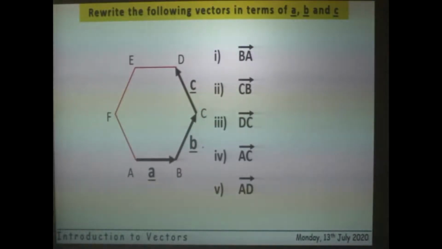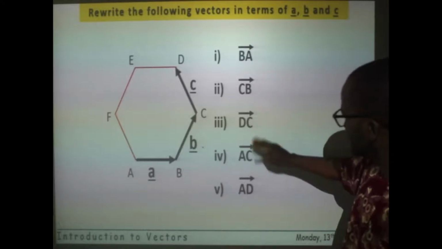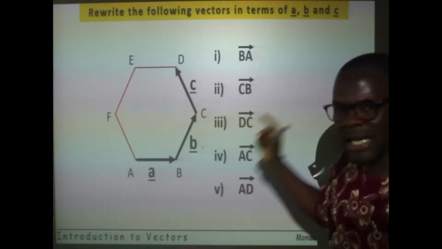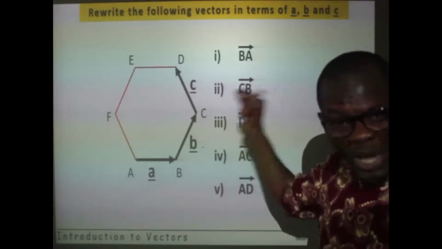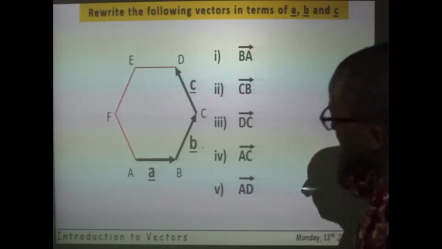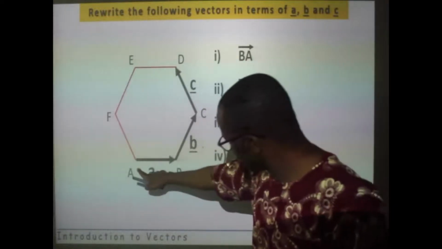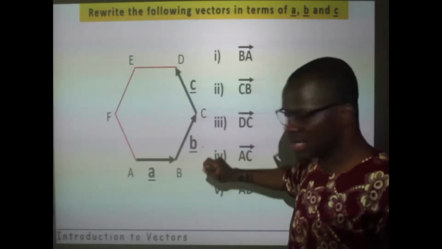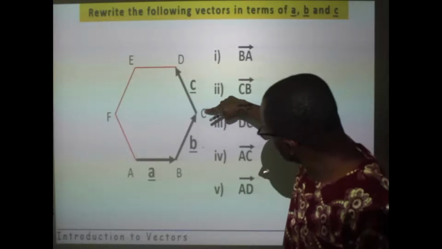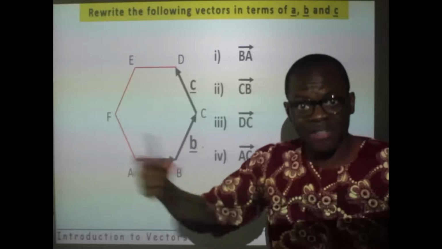Now, I want you to rewrite the following vectors in terms of A, B, and C. Look at that. I want to find the vectors BA, CB, DC, AC, and AD. To avoid any confusion, I've put arrows on each of those vectors to show you where you're starting from and where you're ending. You are going to be using the vectors A, B, and C. The vector A goes from A to B. The vector B goes from B to C, as you can see. And the vector C goes from C to D. So be mindful of the arrows. Use the arrows as a guide.